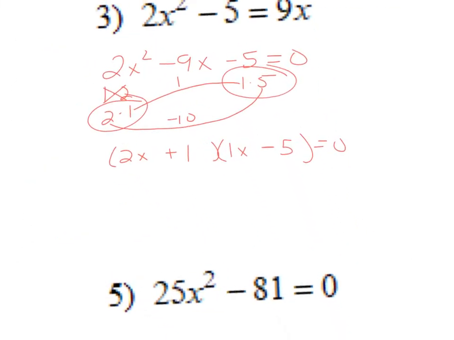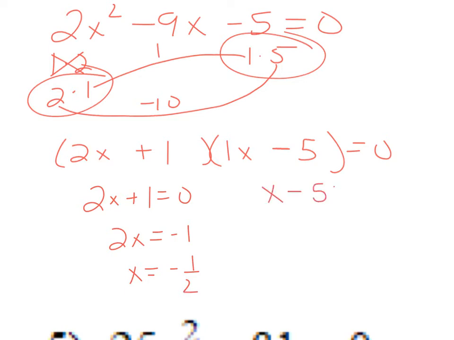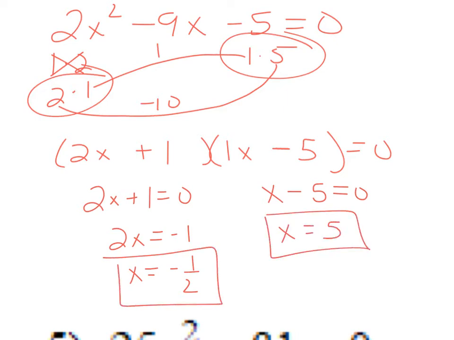Okay, now we're going to set each one equal to 0 and solve. So I'm going to have 2x plus 1 equals 0. Subtract the 1 off and get 2x equals -1, and then divide and get -1/2. On the second one, I'm going to have x minus 5 equal to 0. I'm going to add the 5 over and get x equals 5. So I get -1/2 and positive 5.